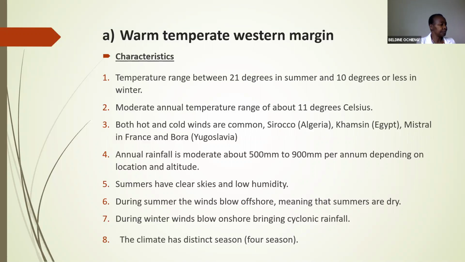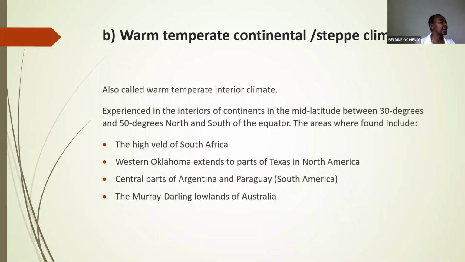During winter, winds blow onshore, bringing cyclonic rains. We talked of 40 to 45 degrees. So we have the depression, and the influence of the tropical region. Therefore, we will be getting warm and cold air, giving us cyclonic rainfall. The climate has four distinct seasons: summer, winter, autumn, and spring. We will be ending there.